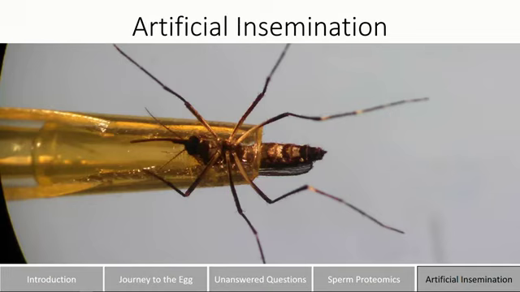Chelators of calcium that might be affecting sperm motility. And so I've developed an artificial insemination technique with Aedes aegypti. And I'll run briefly through this in case you're interested in using it.